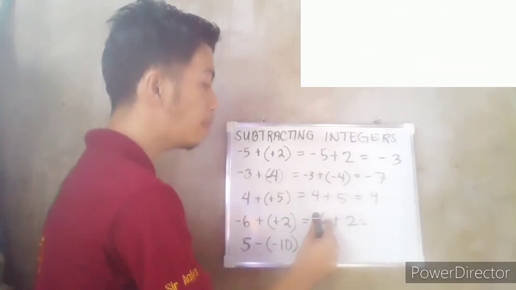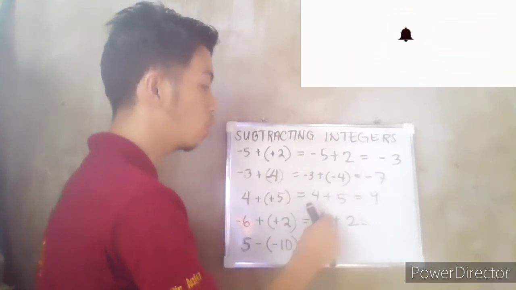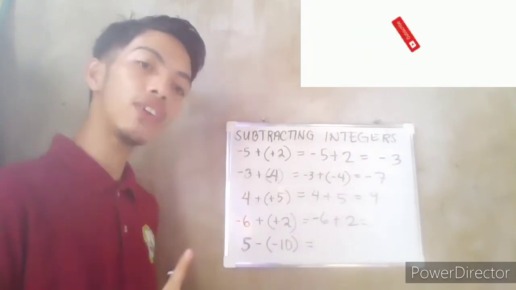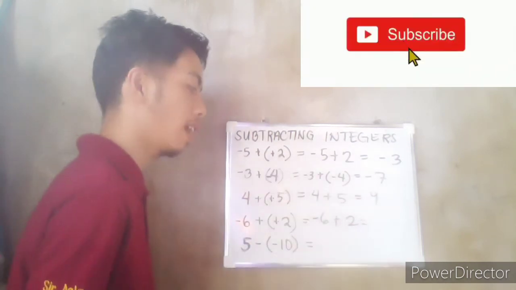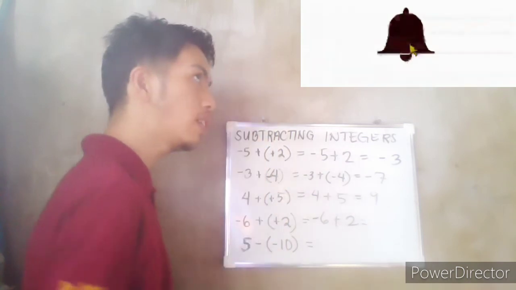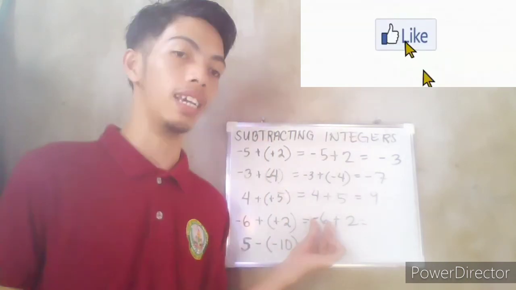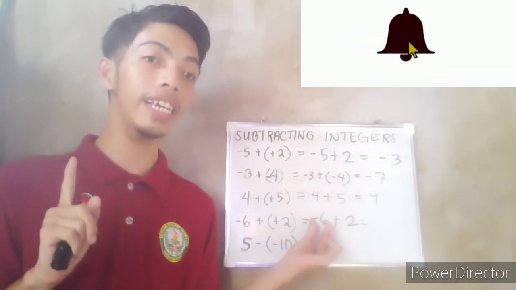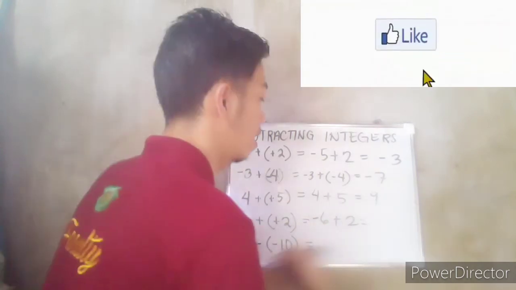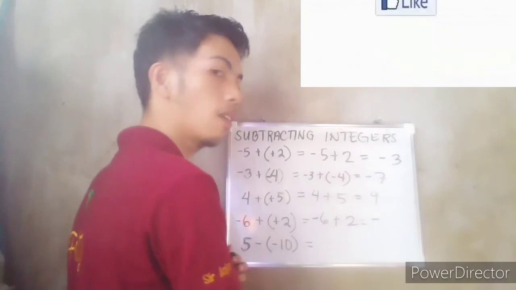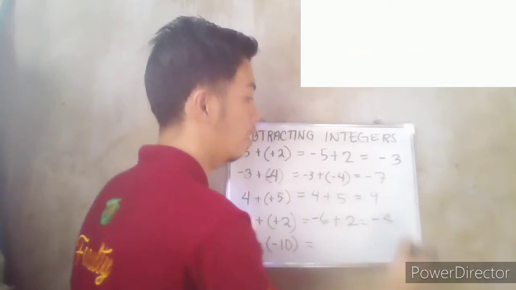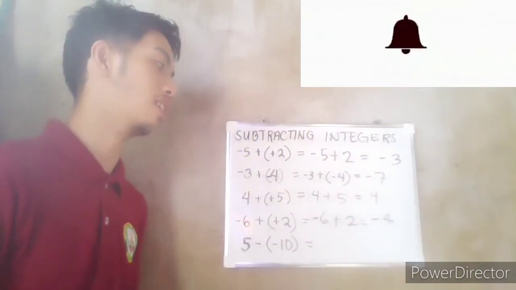You should get the sign of the bigger absolute value and subtract. Since sa dalawang ito, ang bigger absolute value ay negative 6, ang sign na susundin natin ay negative. That is negative. And then pag sinubtract mo, that is 4. So, negative 4 ang sagot.